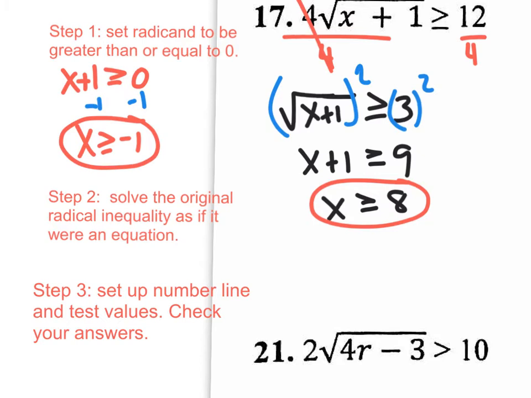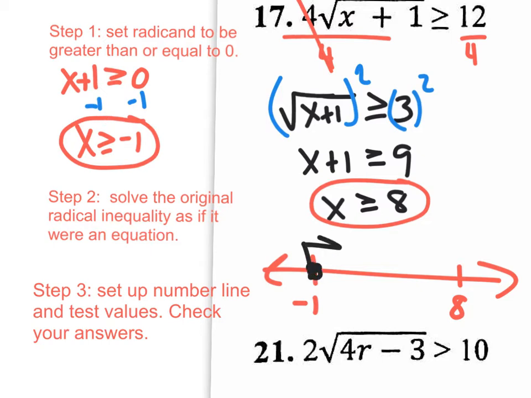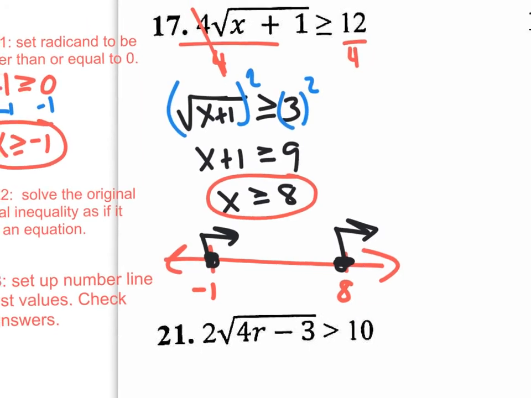So step 3 is to set up a number line and test your values, which means check your answers. Okay, so we're going to do a quick number line right here. And let's put the value -1 right there and +8 right there. So if you look at your first answer, it says x is greater than or equal to -1. Greater than is to the right. And the other one says x is greater than or equal to 8. So greater than is to the right also. So our answer should be in the overlap piece.